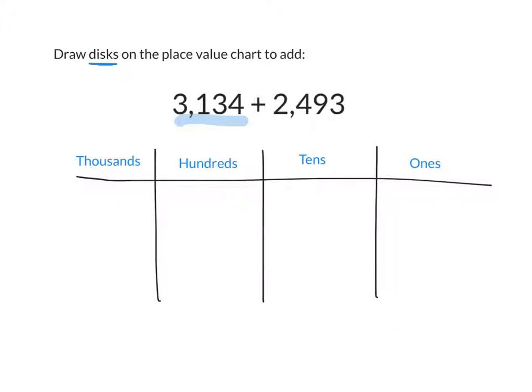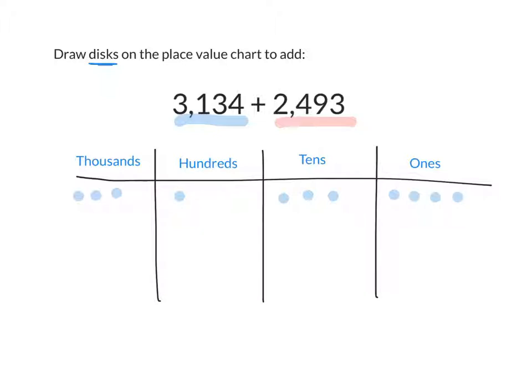How can we represent this on the place value chart? Well, I could draw 3 discs in the thousands place, 1 disc in the hundreds place because there's 100, 3 discs in the tens place because there's 3 tens, and of course 4 discs in the ones place. Yes? Now to that we have to add 2 thousands, 4 hundreds, 9 tens, and 3 ones.